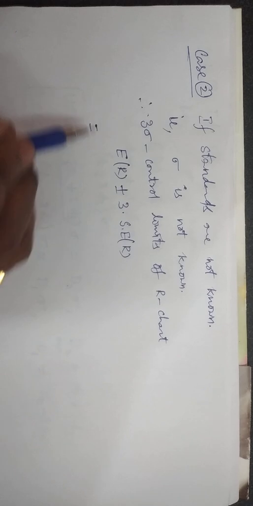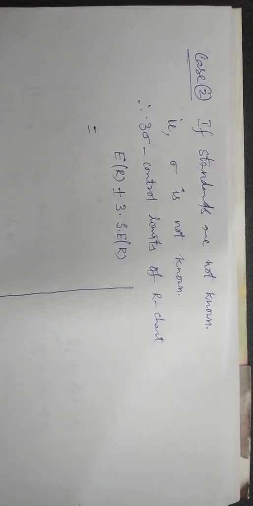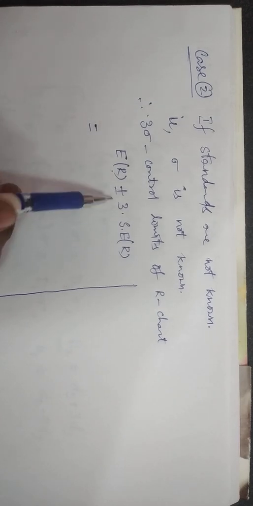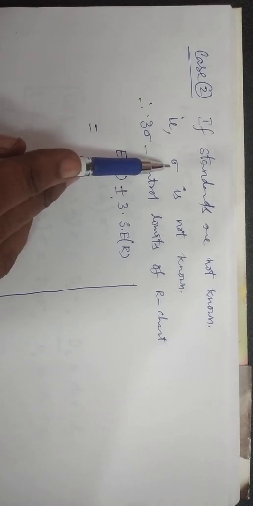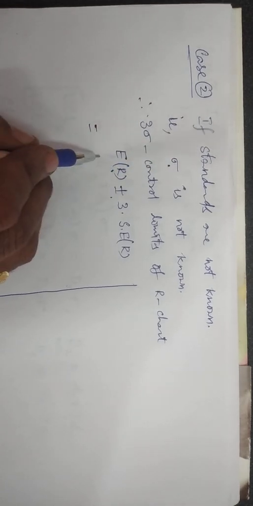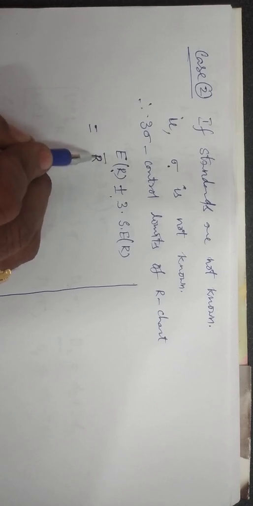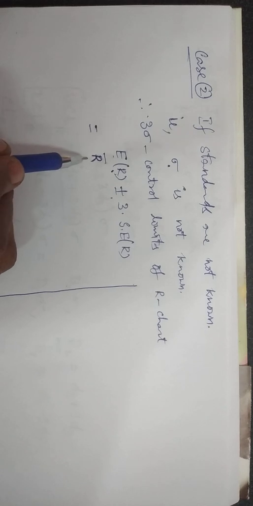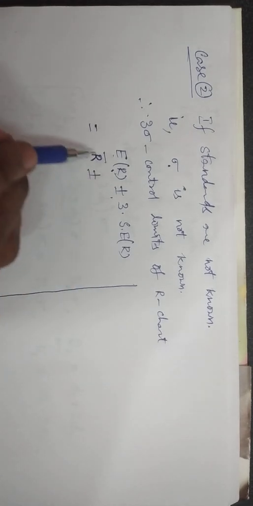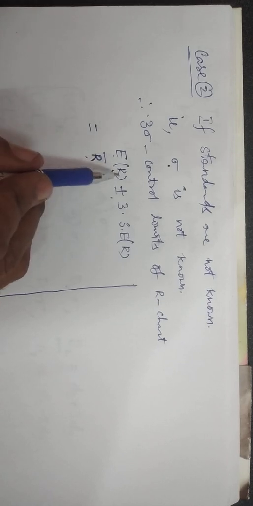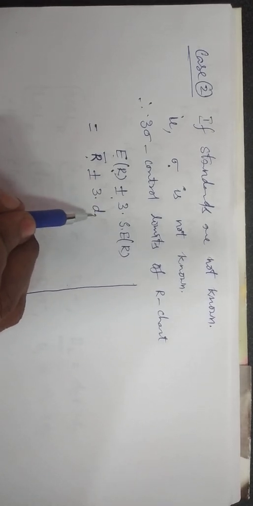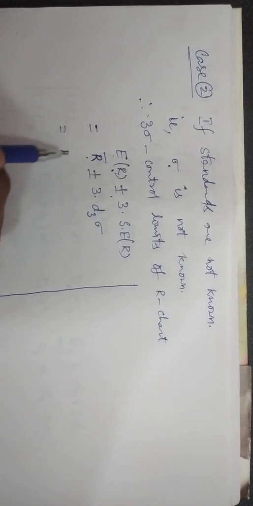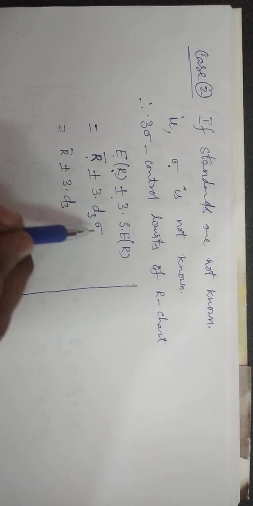Now I calculate this in two particular forms so that you can easily understand. First, expectation of R plus or minus 3 into standard error of R. Expectation of R, when sigma is not known, is estimated by R bar by d2, so expectation of R can also be written as R bar. Expectation of R is R bar plus or minus 3 into standard error of R, which is d3 sigma. So R bar plus or minus 3 d3 multiplied by sigma, which is not known.